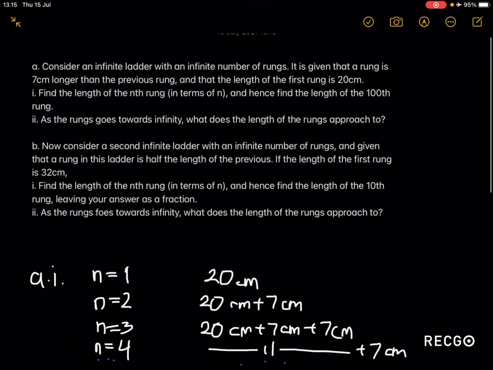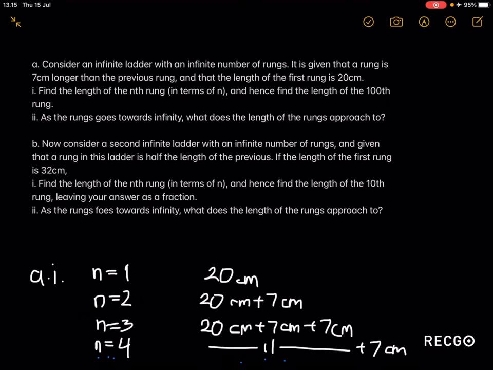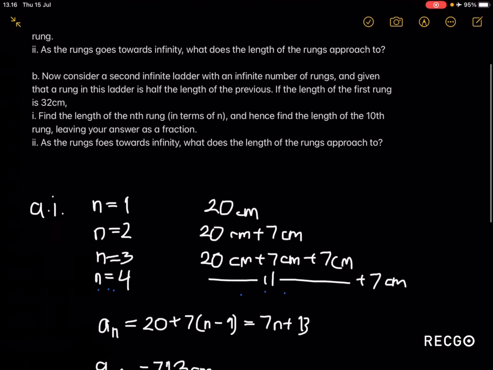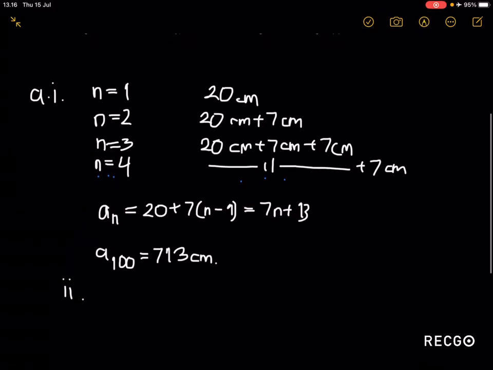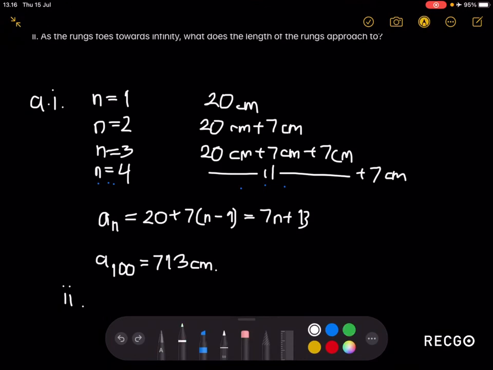For the second part of part A, this is a bit interesting. As the rungs go towards infinity, what does the length of the rungs approach? Let's observe this sequence. Notice that this sequence works by just adding 7s on and on until we approach infinity. We're adding a bunch of positive numbers to each other, and eventually we approach a number that is bigger than any finite number possible. So we can conclude that the sequence approaches infinity.